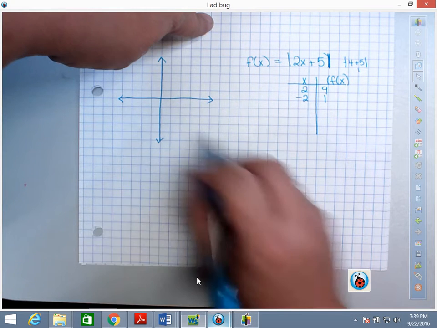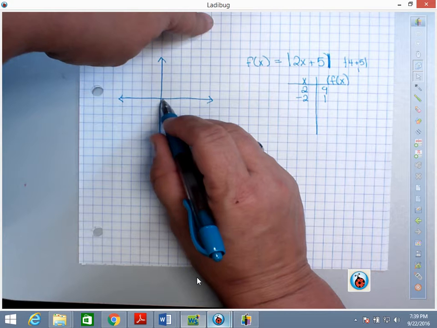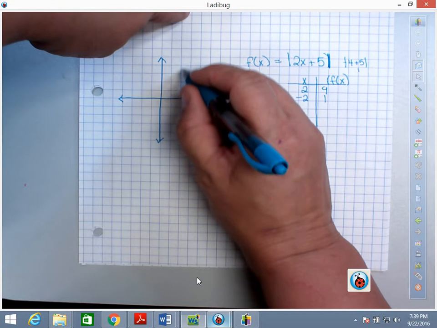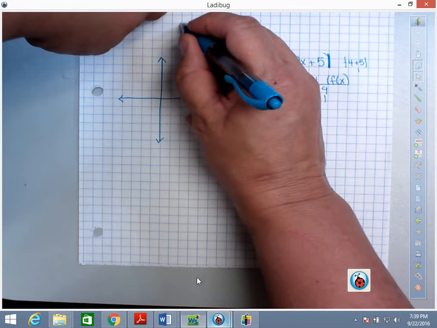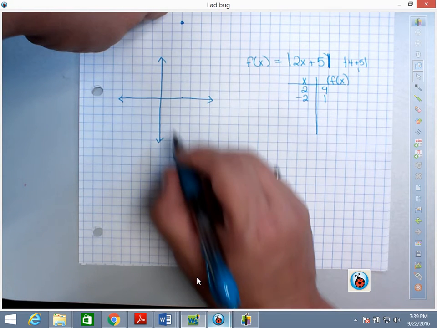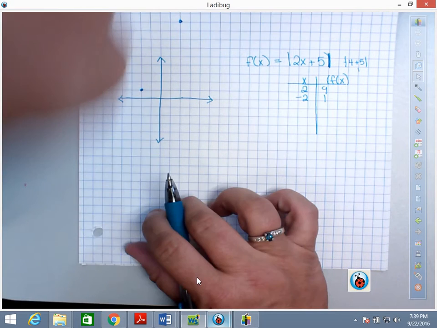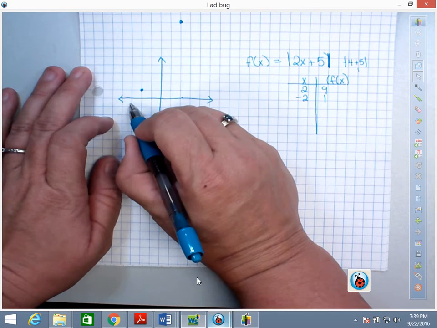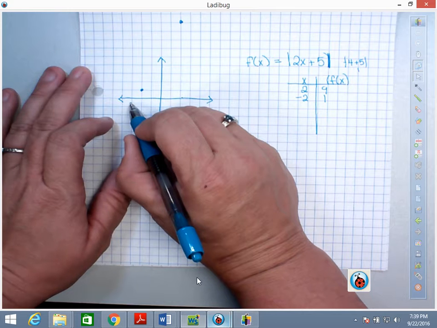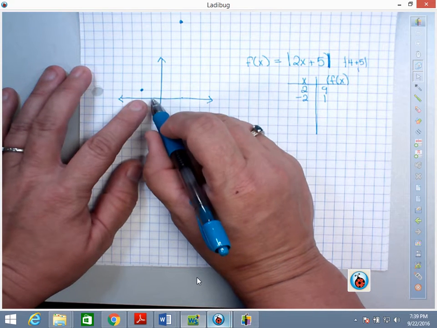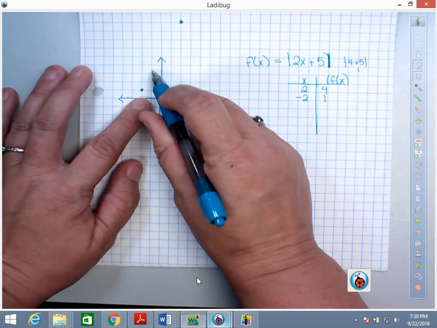Let's go ahead and graph those and see what happens. So I've got 2 and 9. 1, 2, 3, 4, 5, 6, 7, 8, 9. It's going to come way up here. And negative 2, 1. Well, either we're still coming down here, or we've already come down and back up. So I'm going to put in a negative 1 and find out if we're still up in here.